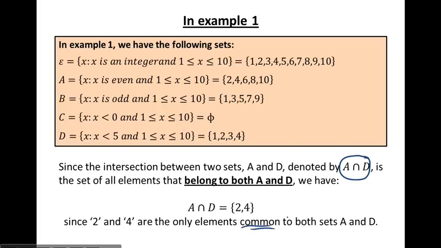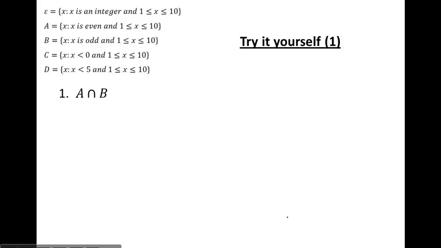Recall earlier on for union, you consolidate all the elements found in the two sets. As for intersection, you are going to look out for the common elements found in the two sets. So for union and intersection, you must make a clear distinction between the two. Let us use our knowledge to try out the first question. List the elements for A intersect B.